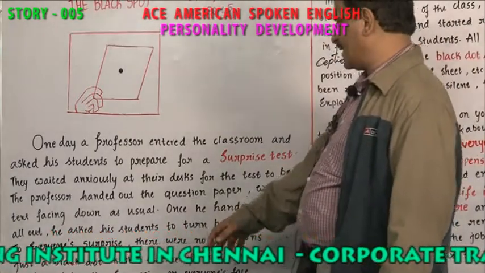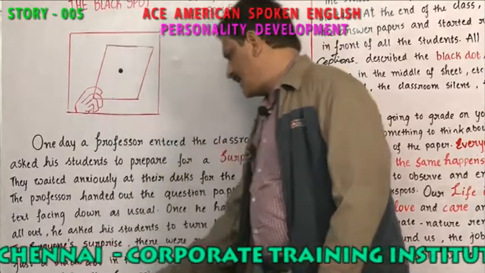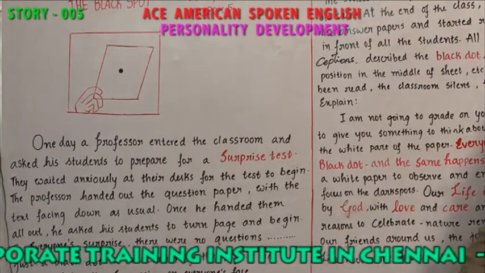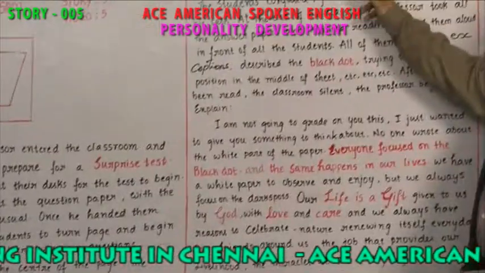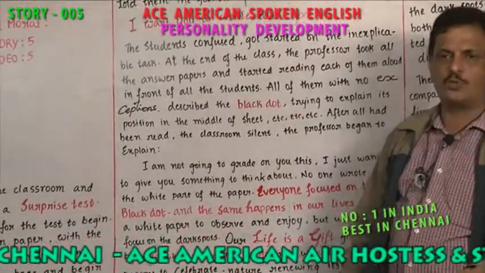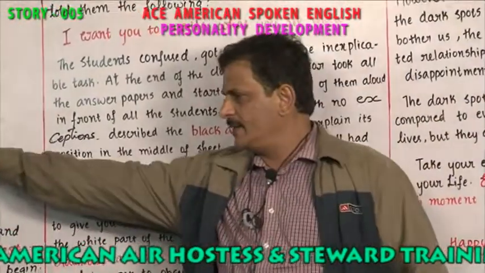What did the professor do? Seeing the expressions on everyone's face, all the boys were shocked. Just a black dot, what to do? He told them, please write what you see on the paper. What is written on the paper? A white sheet with a black dot.